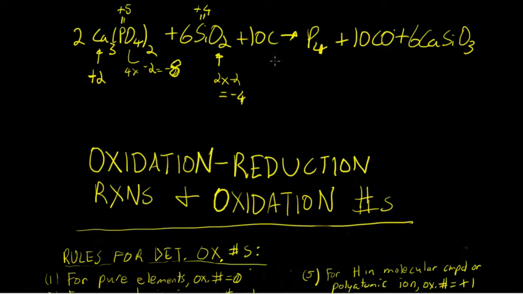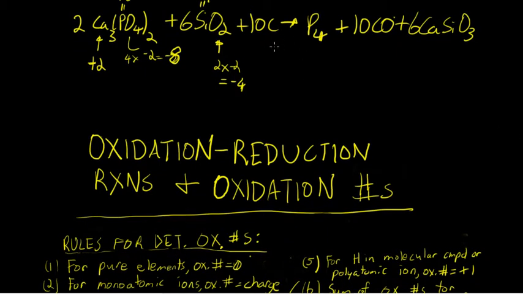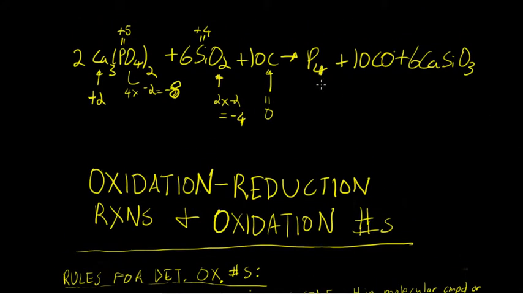Here we have pure elemental carbon. Remember, for pure elements, the oxidation number is 0. So I'm just going to put equal to 0. The same is the case here. This is another pure element. It may have 4 atoms for this P4 molecule, but it's pure phosphorus, so its oxidation number is nevertheless 0. So if you had something like O2, the oxidation number would still be 0. You only have the oxygen there.